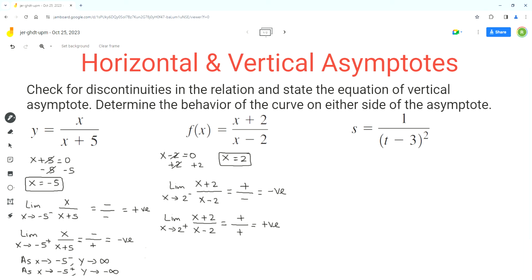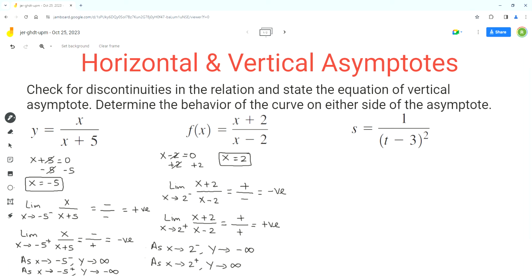So now we can write our conclusion. So as x approaches 2 from the left, y approaches negative infinity. And as x approaches 2 from the right side, y approaches positive infinity. So there's a very important concept we need to understand and memorize.